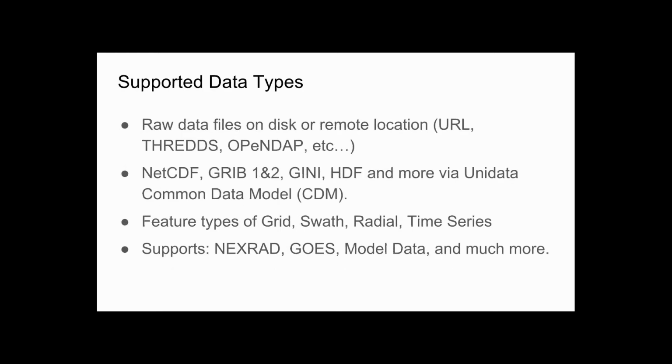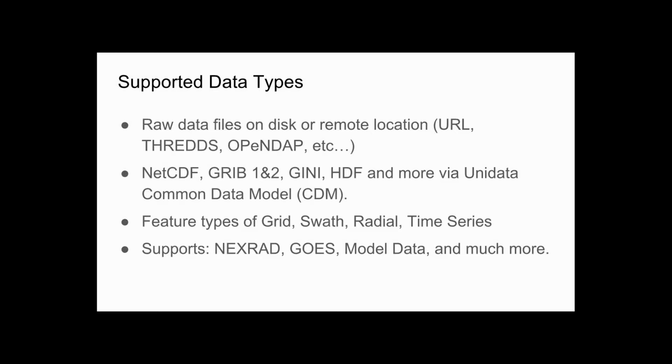So what kind of data types does it support? It supports raw data files that are on disk or in a remote location, such as any remote URL, a THREDDS data server, OpenDAP, etc. It supports NetCDF 3, NetCDF 4, GRIB1, GRIB2, GINI, HDF, and other formats that are supported within the Unidata Common Data Model set of decoders that they have as part of their NetCDF library. And it supports feature types including grid, swath, radial, time series, and different kinds of features there.